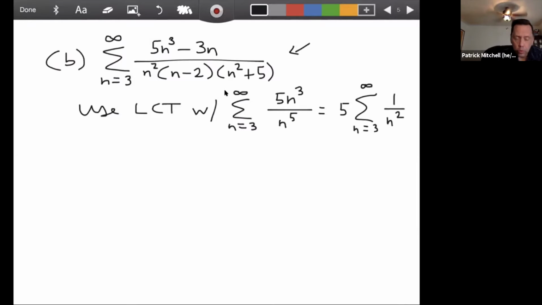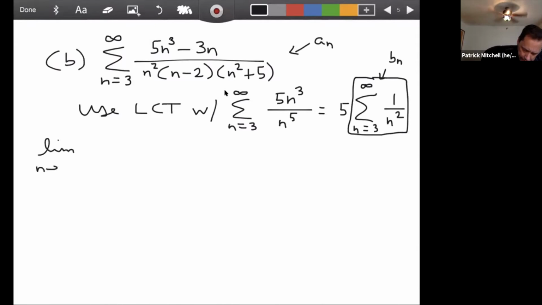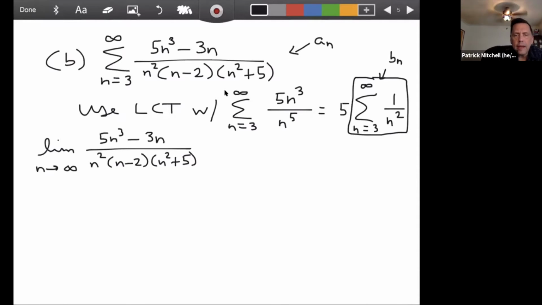Okay. So let's set up this limit. So this is going to be a sub n, and I'll leave out the 5. We don't need the 5. Just make this b sub n. And then the limit as n increases without bound of a sub n, 5n cubed minus 3n over n squared times n minus 2 times n squared plus 5, divided by b sub n. And now instead of dividing by 1 over n squared, let's just skip right to the part where we multiply by n squared over 1.